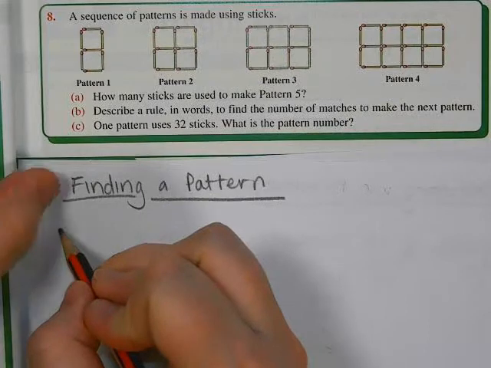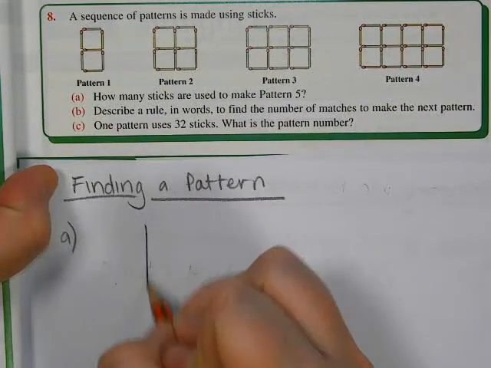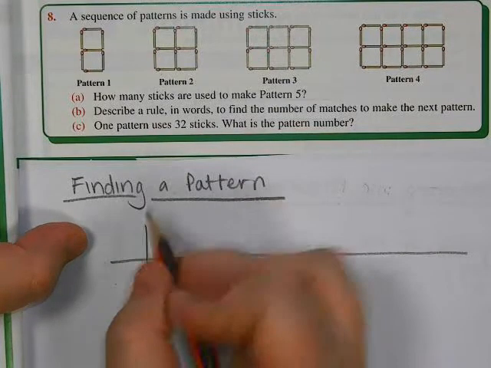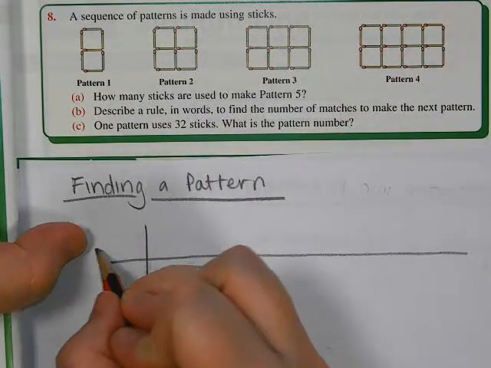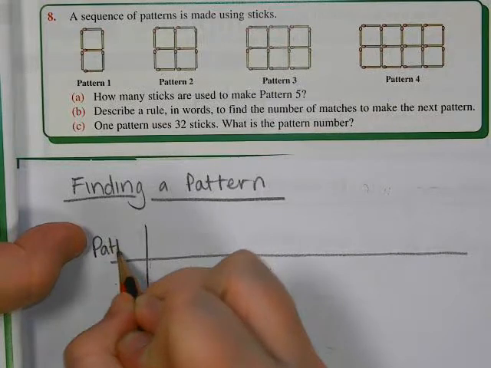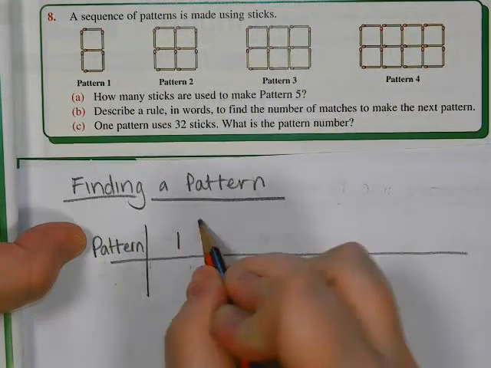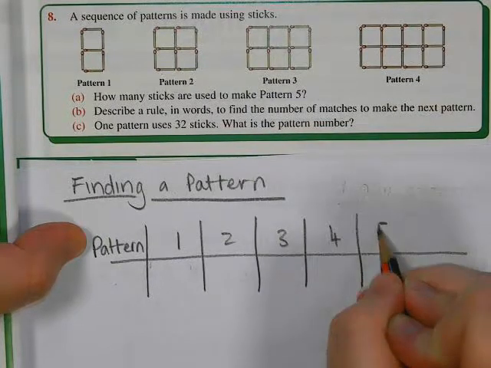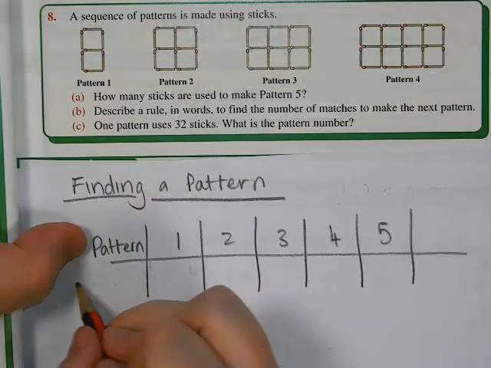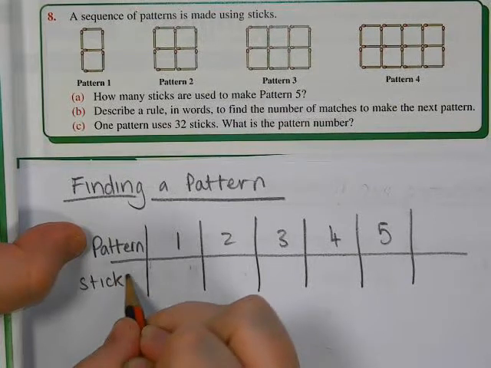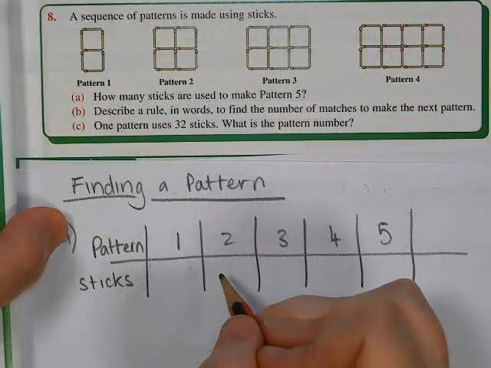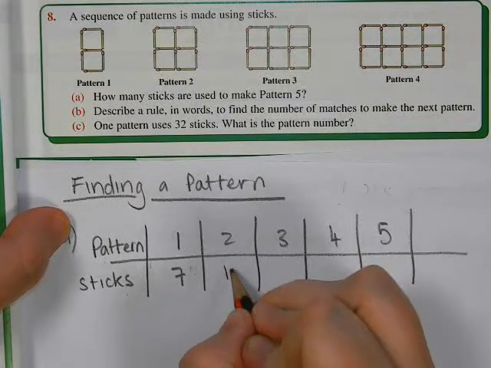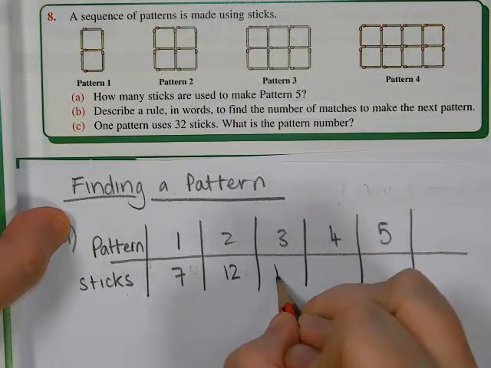To do this type of question, the best thing to do is put that information into a table. So we've got 4 different patterns. So we've got pattern 1, 2, 3, 4, and we need to work out 5. And then we have a number of sticks that are used to make each pattern. So the first one we said was 7, the second one was 12, the third one was 17.